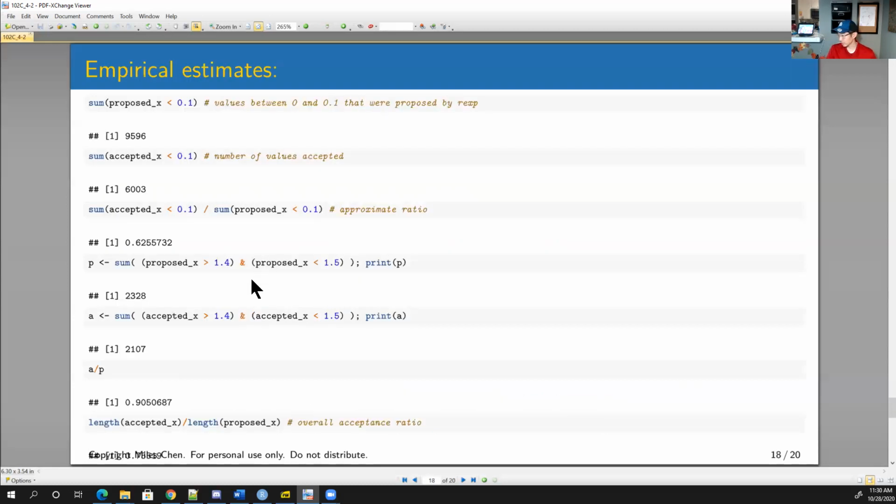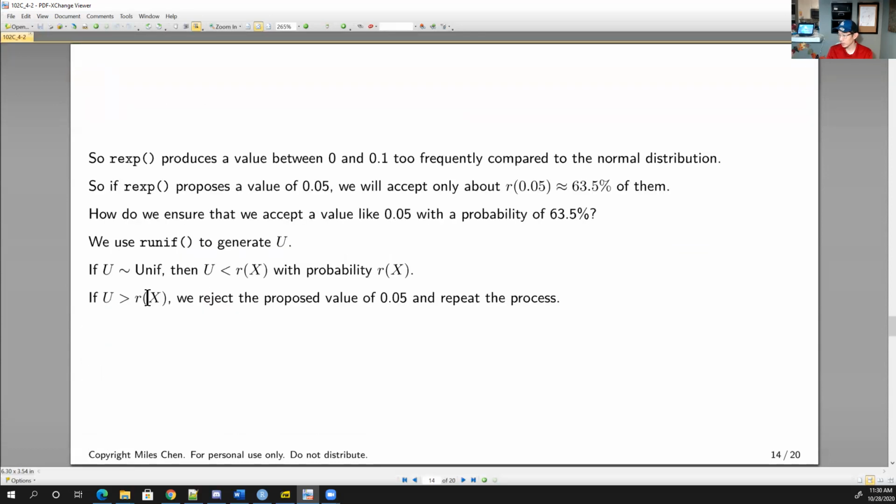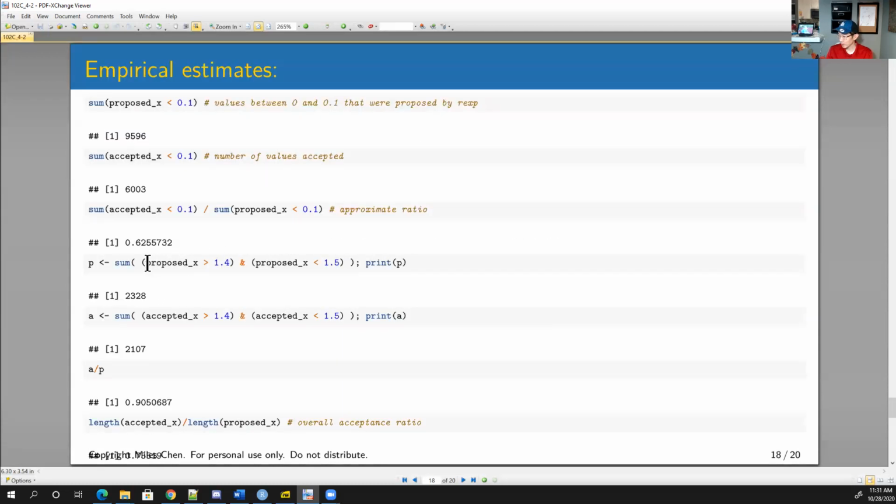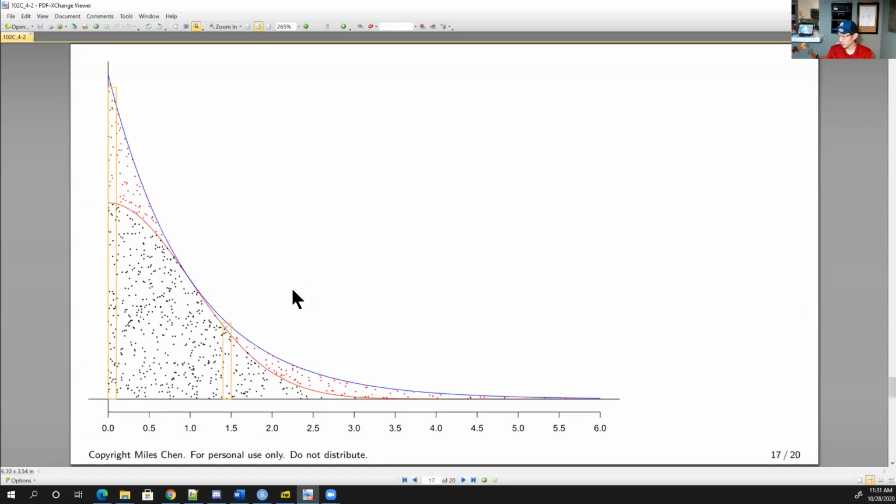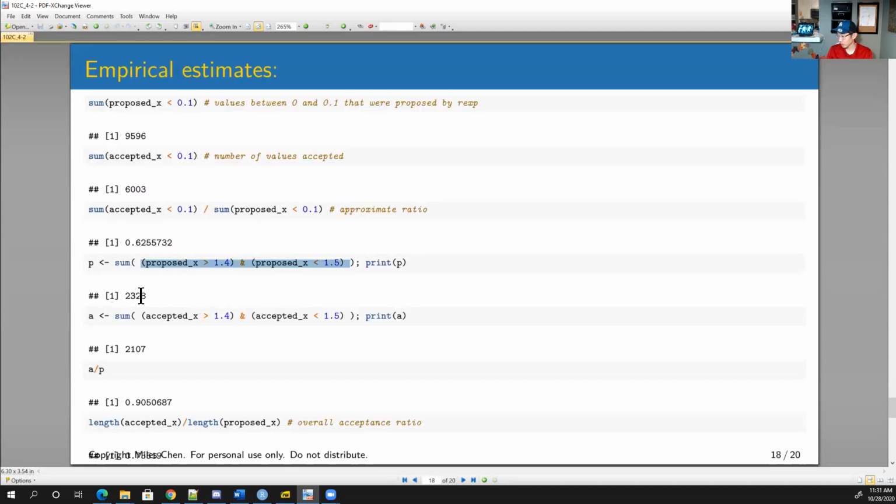And so I went ahead and did this empirically. I said, okay, how many values did I propose that are between 0 and 0.1? It says I proposed almost 10,000, around 9,596 values. And out of those values, how many did I keep? I kept around 6,000 of them. So that's an acceptance ratio of around 62.5, 63%. And theoretically, we're supposed to keep around 63.5%, so we're getting something close empirically. And then I say, how many values did I propose that are between 1.4 and 1.5? It says you proposed only around 2,328, which is about a quarter of this.